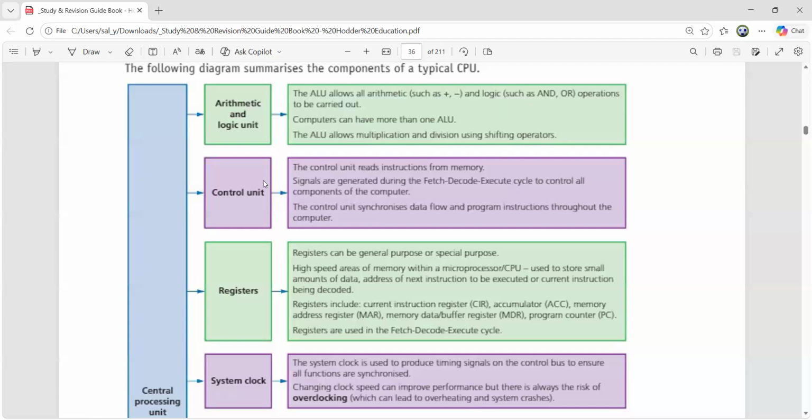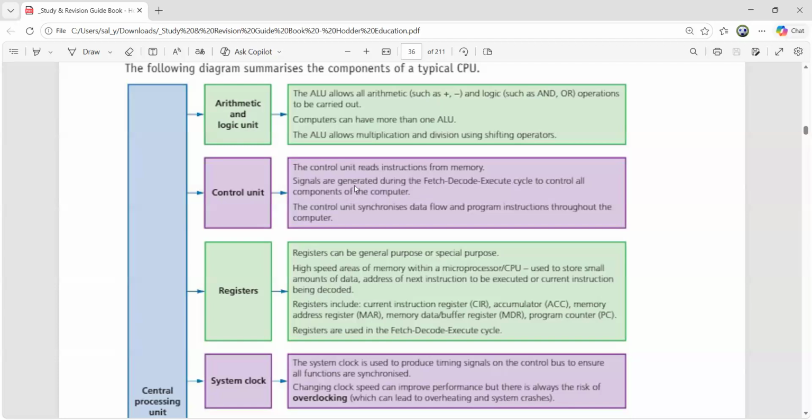Second component is my control unit. And what is the control unit doing? It's reading instructions from the memory. Just think of ourselves: we have some instructions stored in the memory, and those instructions are processed by the computer processor, but the CU, or control unit, is there to read the instructions one by one from the memory, understand what is supposed to be done, and then execute.